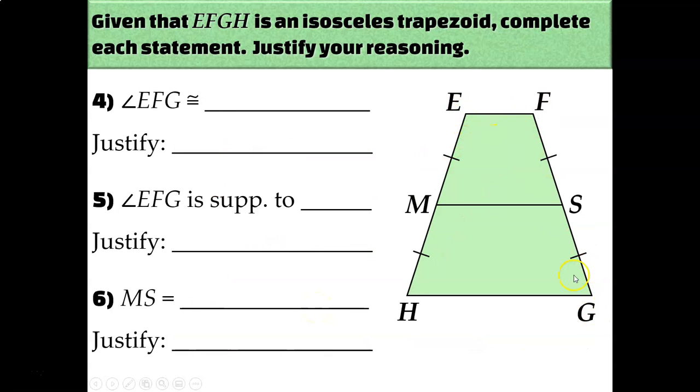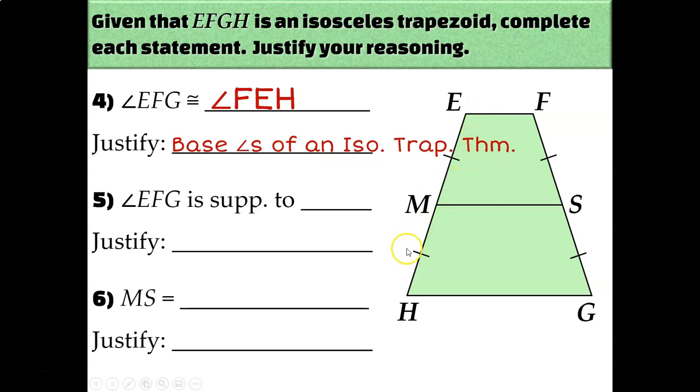So let's talk about the angles. Angle EFG, or you could just call it angle F, has to be congruent to angle E, or angle FEH. And that's the base angles of an isosceles trapezoid theorem. Since these sides are congruent, it's isosceles. Since it's isosceles, the base angles must be congruent to each other. Angle EFG, or angle F again, same starting point, but instead of talking about congruent, let's talk about supplementary. That angle would have to be supplementary to angle G, angle HGF, and that's the consecutive interior angles theorem.